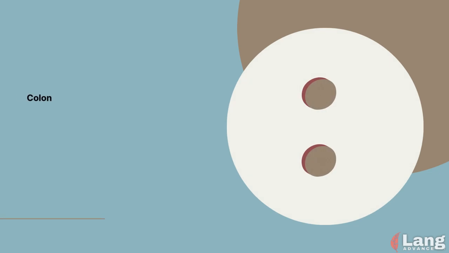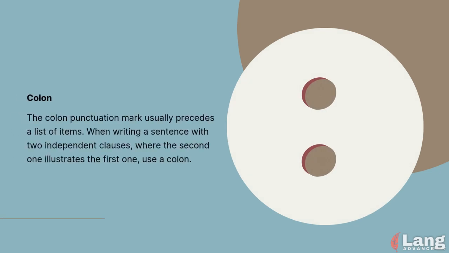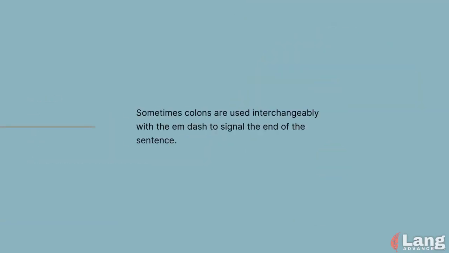Colon. The colon punctuation mark usually precedes a list of items. When writing a sentence with two independent clauses, where the second one illustrates the first one, use a colon. Sometimes colons are used interchangeably with the em dash to signal the end of the sentence.